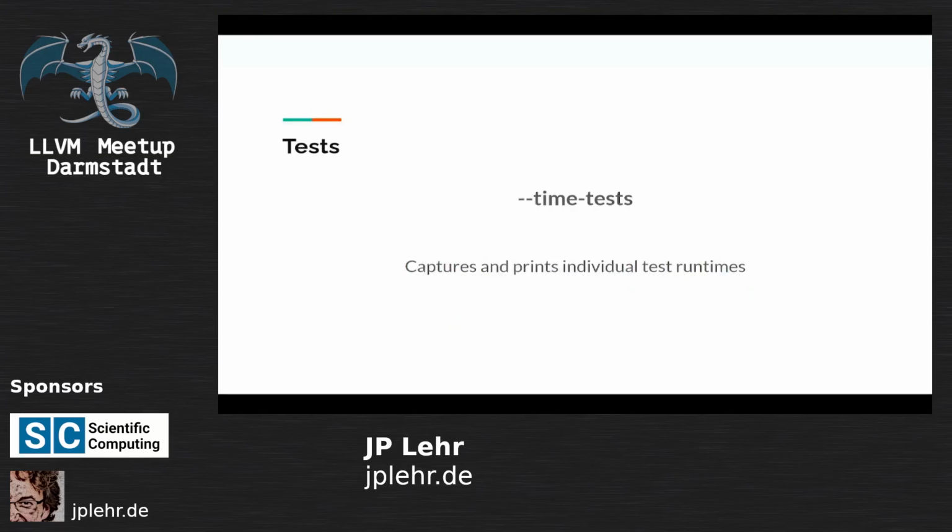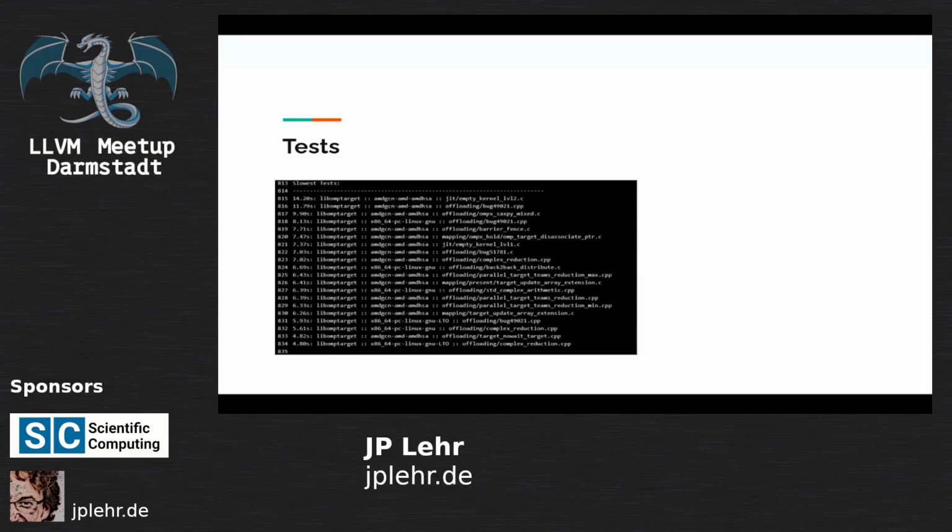The other one is time tests. If you've never used that, it's quite helpful if you have weird testing behavior and think you're spending too much time, because it captures and prints the individual test runtimes, but also gives you a histogram. So this is a screenshot from one of our build bots. The slowest tests are listed here. We see the slowest one is a JIT test that takes about 14 seconds. Then we have one that takes about 11, and then you see it going down to some of the other seconds here.